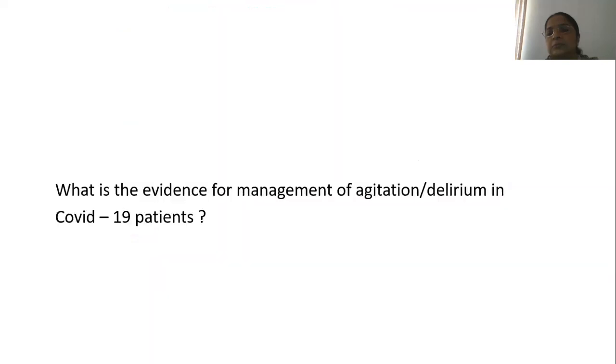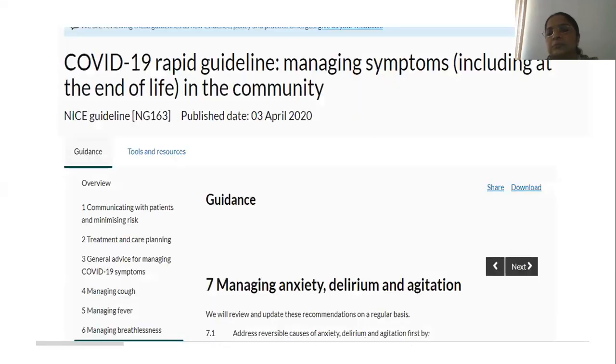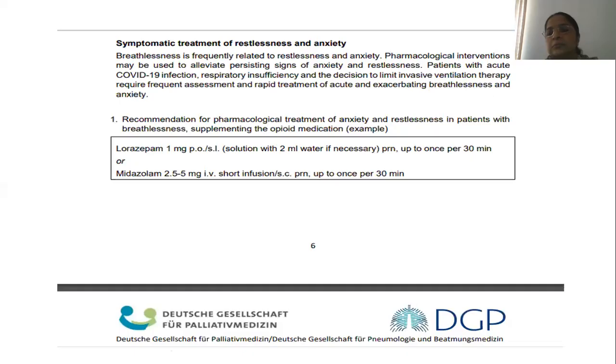So what is the evidence for management of agitation and delirium in COVID-19 patients? Do we have any evidence so far? We don't at the moment have any evidence, but there are a lot of guidelines which have come out. Raju Balsa was talking about NICE guidelines yesterday. It was a very useful guideline in which different symptoms are given in detail, which can be managed. And then we have guidelines from Germany, which Moira Lang had sent, which are very useful, given very clearly.